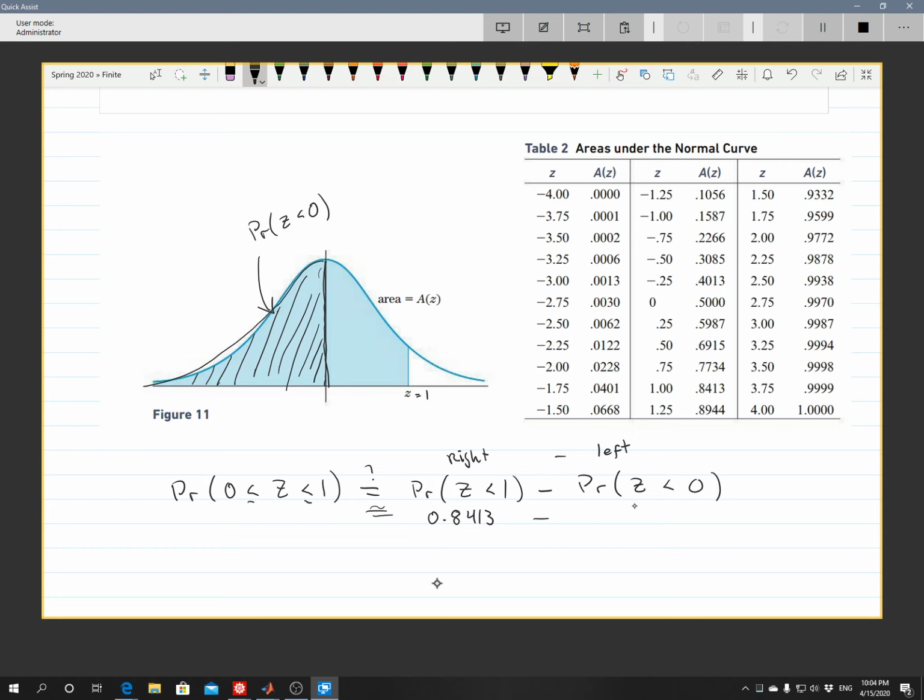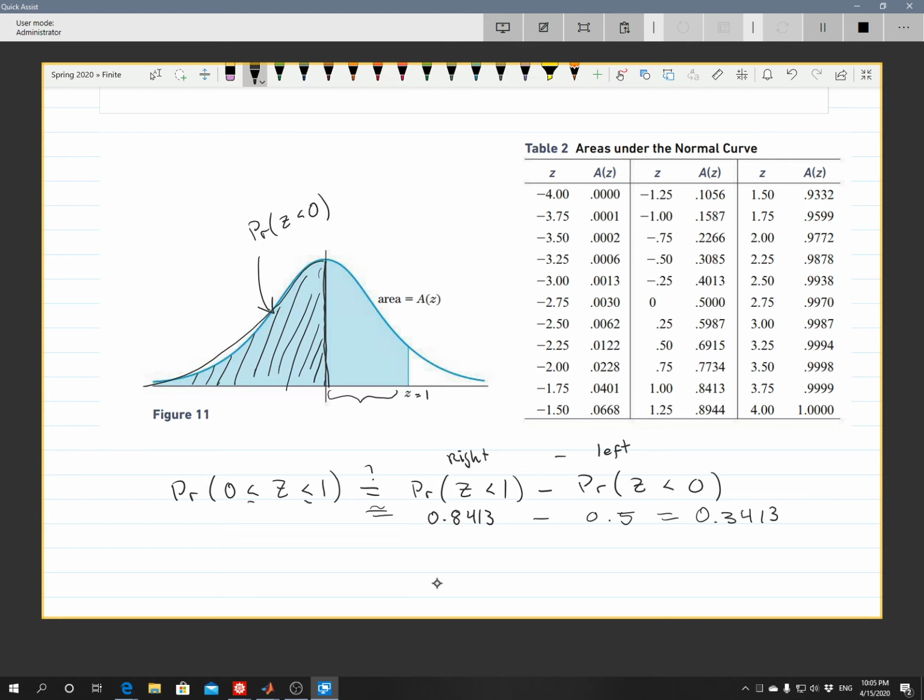And using the table, what we have is that this equals approximately 0.8413 minus 0.5 equals 0.3413. So it's roughly a third of the time. If your random variable is described by a standard normal distribution, roughly a third of the time it lands between 0 and 1.